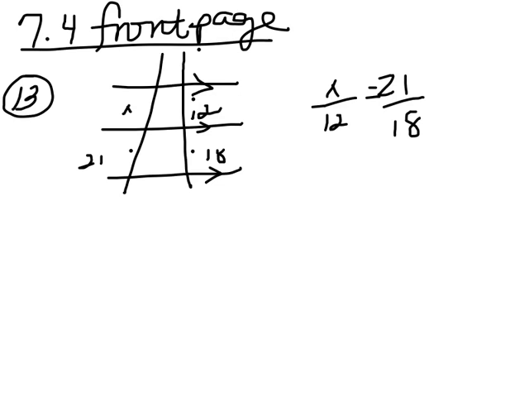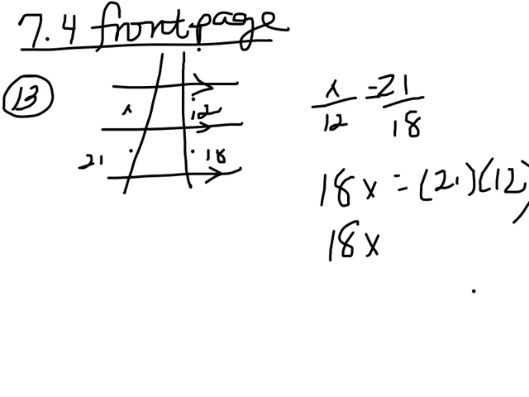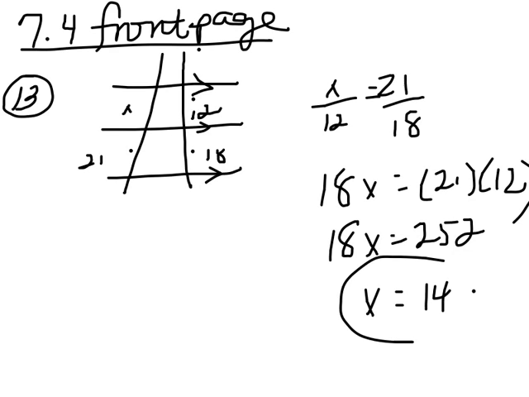And then if I cross multiply, I get 18x is equal to 21 times 12. And 21 times 12 is equal to 252. 18x is equal to 252. And if I divide both sides by 18, I get x is 14. So that's how you do number 13.